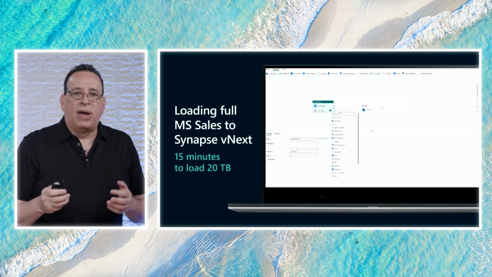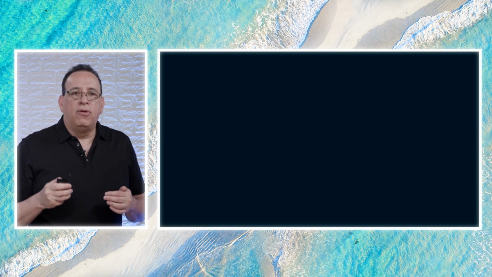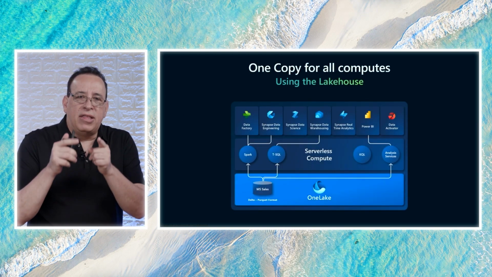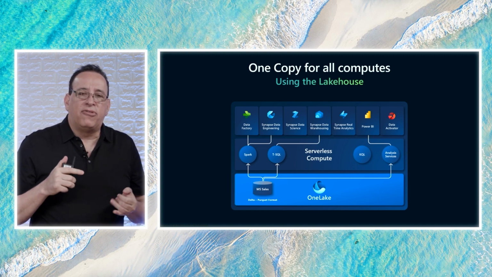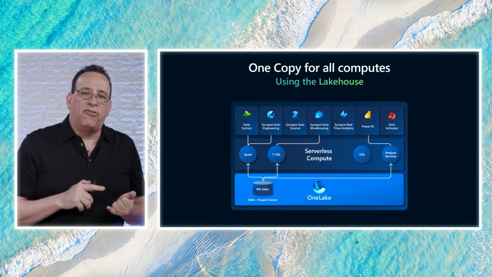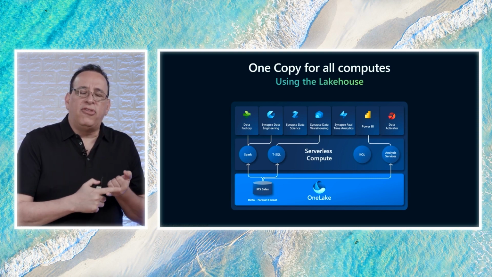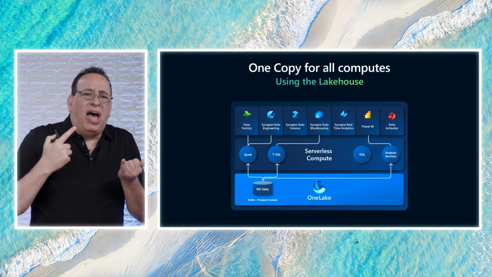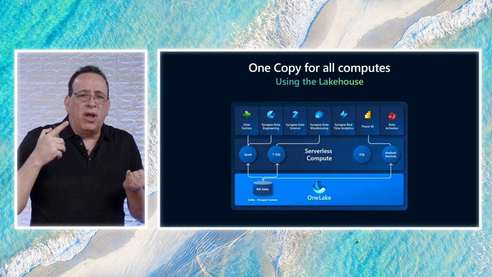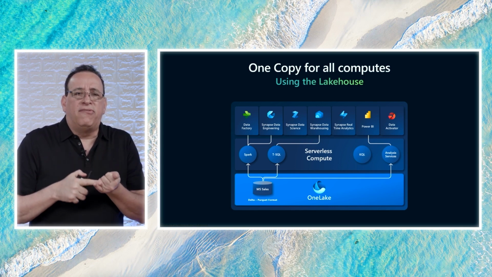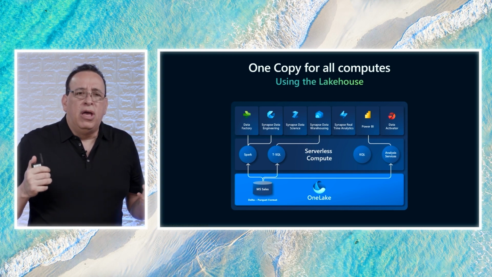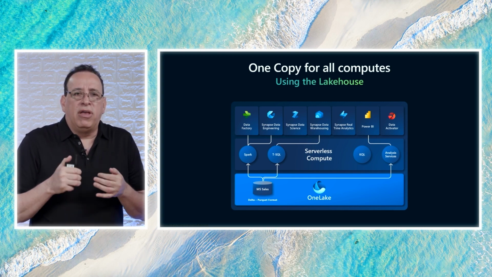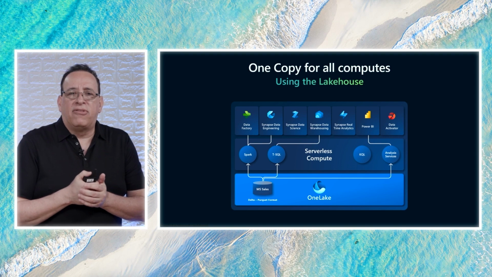Okay, so now the data is loaded, and we are going to start using the data. We have loaded the 20 terabytes into a lakehouse, the MS Sales Lakehouse, and you're going to see the one copy in action. You're going to see that our SQL engine automatically gets a data warehouse working directly on top of these Delta Parquet files in the lake. You don't have to define the data warehouse. It just shows up out of nowhere, and you can instantly run SQL queries against that data.